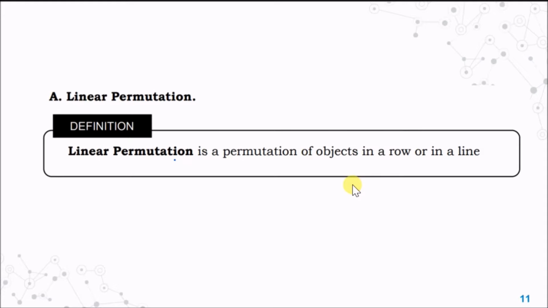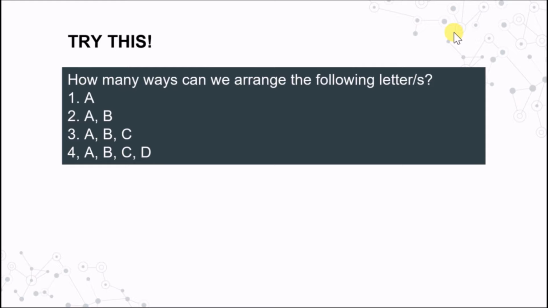Later on, we are going to derive the formula for getting the permutation of distinct objects taken a certain number of elements at a time. From this linear permutation, we get the arrangement in a certain row or in a certain line. So for us to derive the linear permutation, let us consider the following examples. How many ways can we arrange the following letters? Number 1, A; number 2, A and B; number 3, A, B, C; and number 4, A, B, C, D.